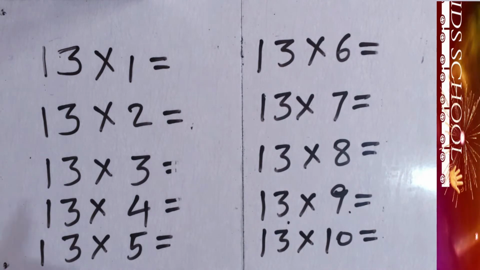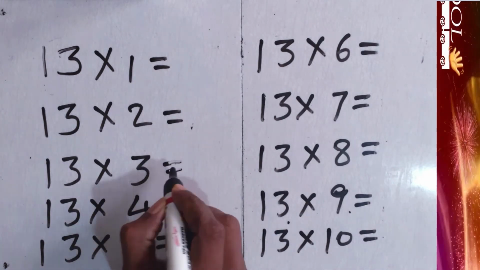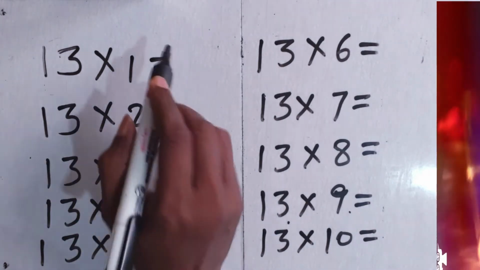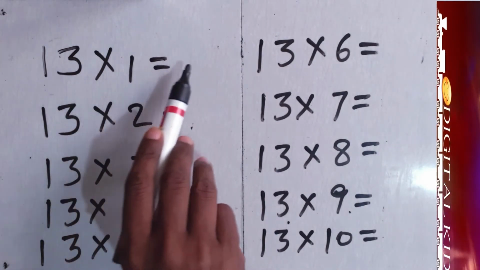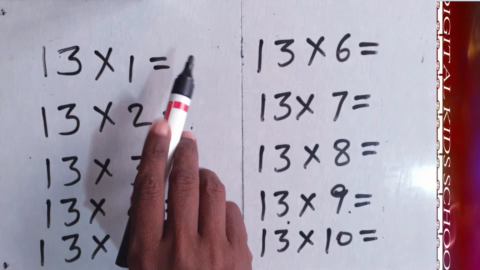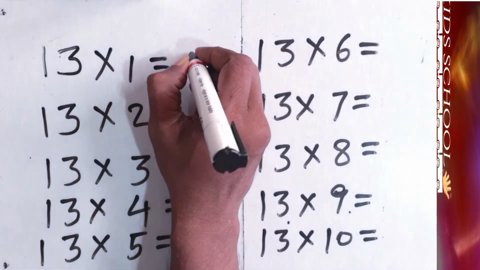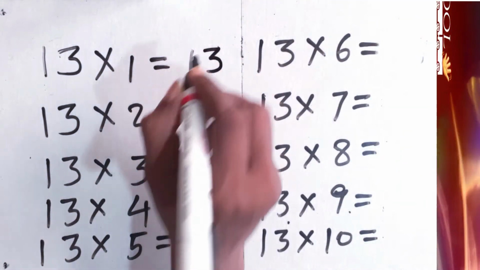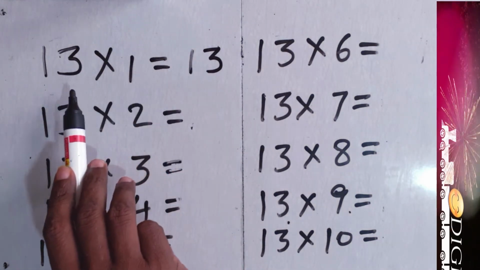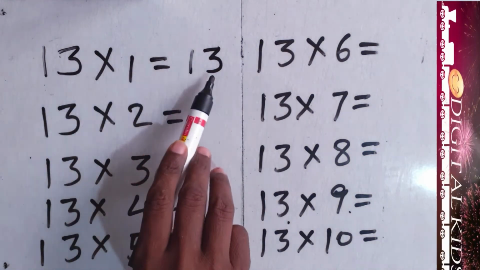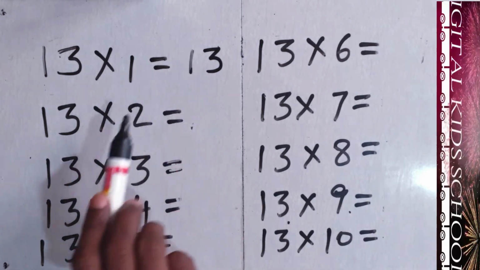Dear students, now you tell me the answer. What is 13 into 1? Write the answer here. 13 into 1 is equal to 13. So 13 multiplied by 1 is equal to 13.